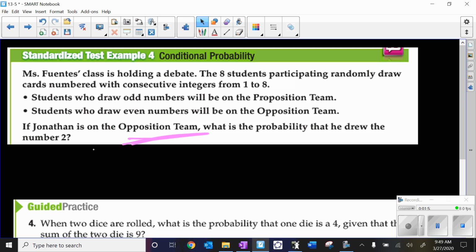Well, there's only one 2, so the probability of him getting a 2 is 1 over something. I'm stating that he is on the opposition team, which is dealing with even numbers. How many even numbers are there from 1 to 8? Well, 2, 4, 6, and 8 are all even. So there are 4 even numbers. The probability is 1/4.